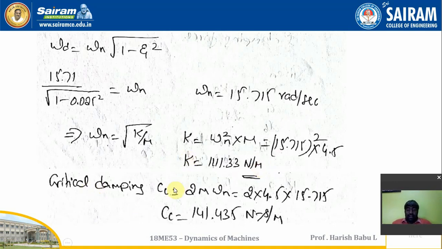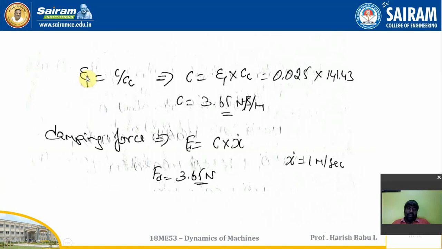So once you got the k value, I have to find out the critical damping. For critical damping, I want to use the formula Cc is equal to 2m omega n. So m value I want to substitute as 4.5, omega n you already calculated, that is 15.715. When I substitute, I get critical damping as 141.435 Newton second per meter.